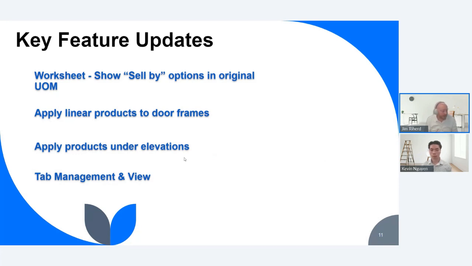You can also now apply linear products to door frames. I'll show that real quick as well. You can apply products under elevations. Before, elevations worked as just a cutout, where if that elevation was applied to a room, you could not have product go under it, but you might still need to show the elevation on there. There might be something on the elevation like a countertop. So now you can combine those two concepts together. And then I'll just mention the tab view on the right side as one of the past updates that's still very useful. So I'm going to jump back into MeasureSquare 8 and burn through these quick so I can talk about the next stuff.